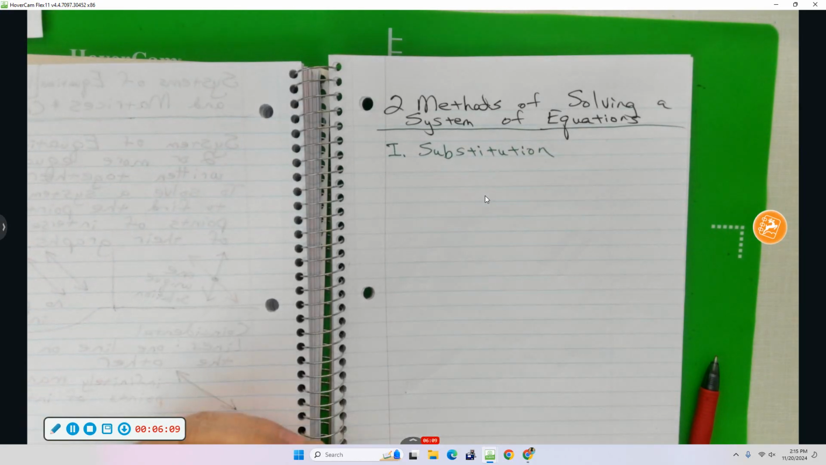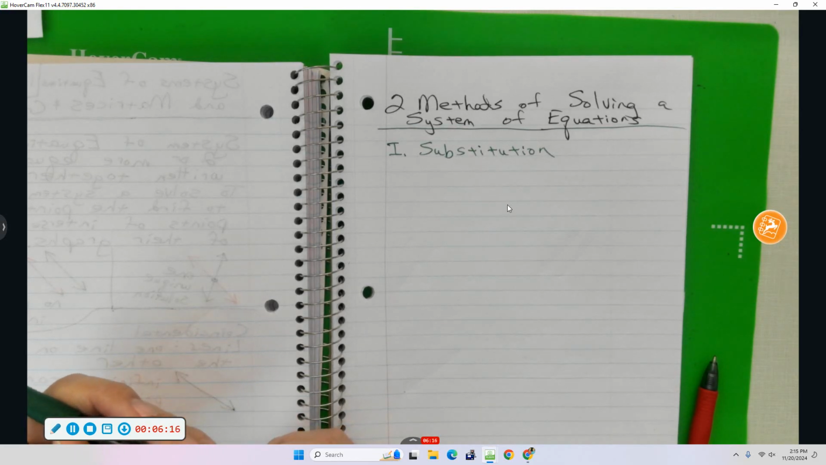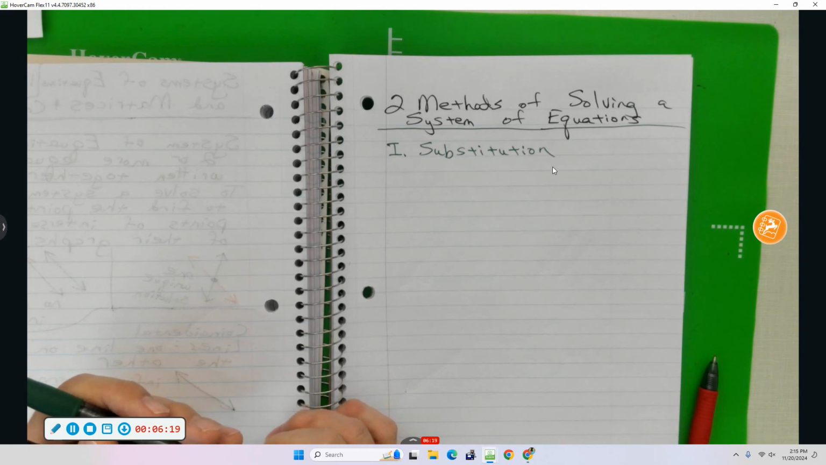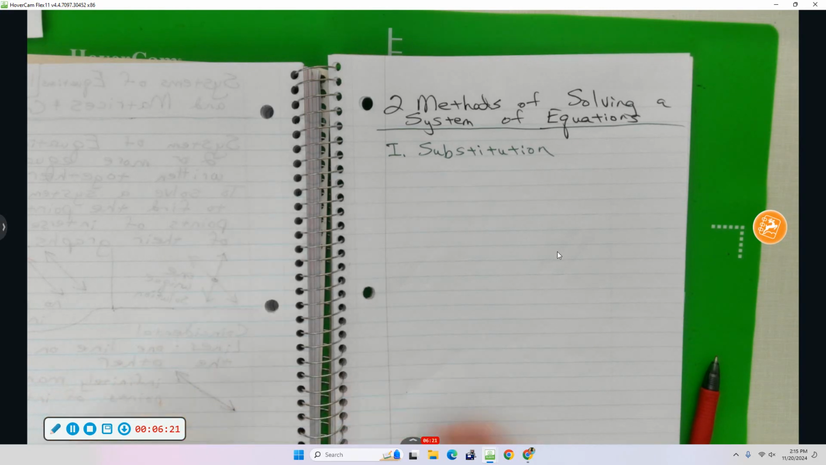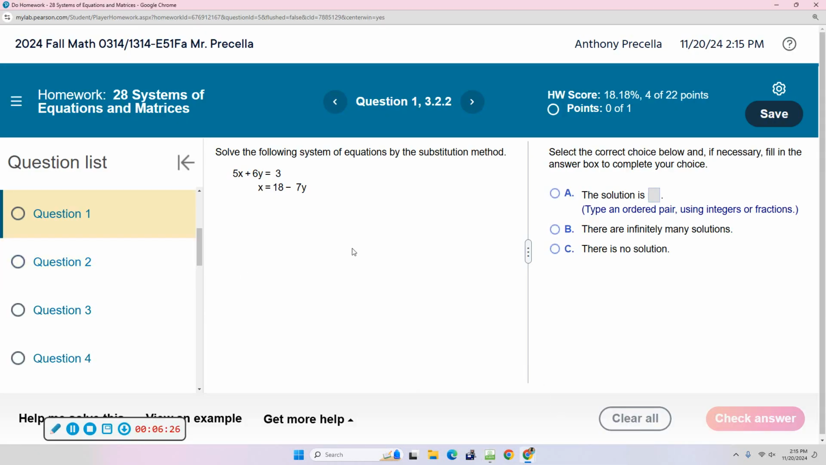With substitution, you need one of the equations solved for one of the variables. And then whatever that expression is, you substitute it into the other equation. To illustrate, let's look at number 1. Here they're telling us to solve by substitution. Even if they didn't, this problem is tailor-made for the substitution method, because you'll notice one of the equations is already solved for one of the variables. The second equation is solved for x.